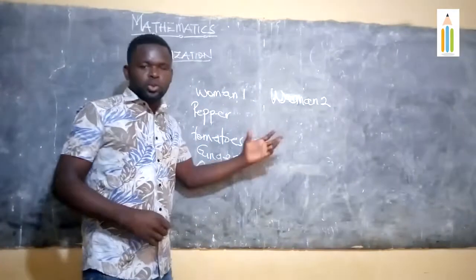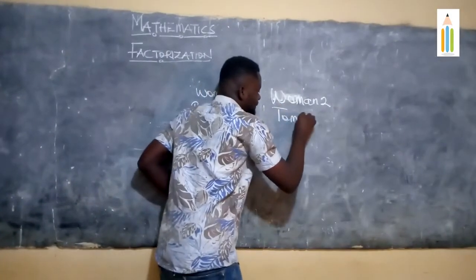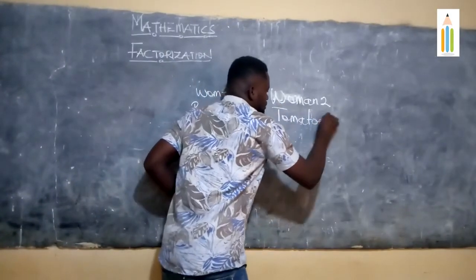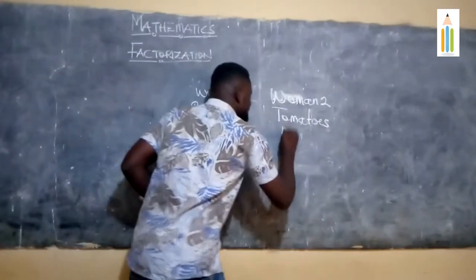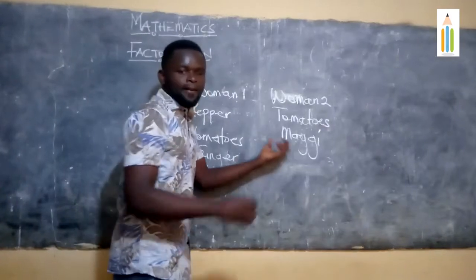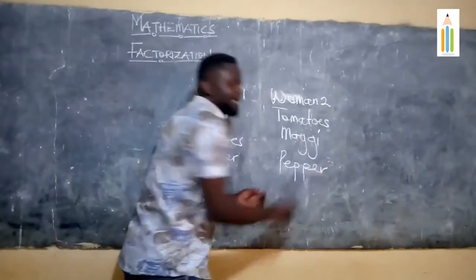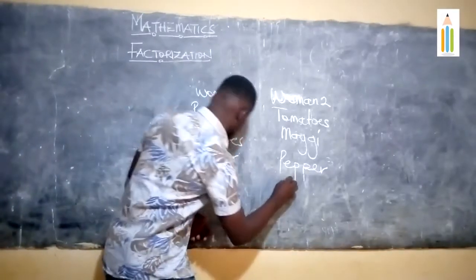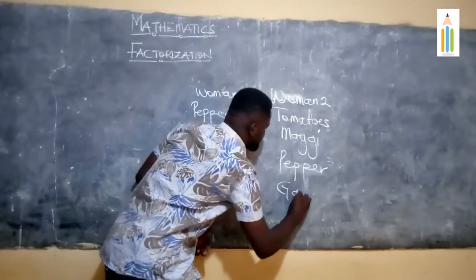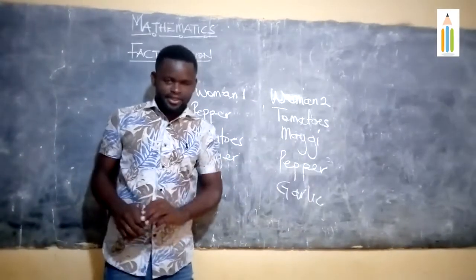Now when I approach woman 2, I also find out that woman 2 was selling tomato. And she was also selling Maggi. She was selling pepper. And again, she was selling garlic. So I also bought some of these things and I left.